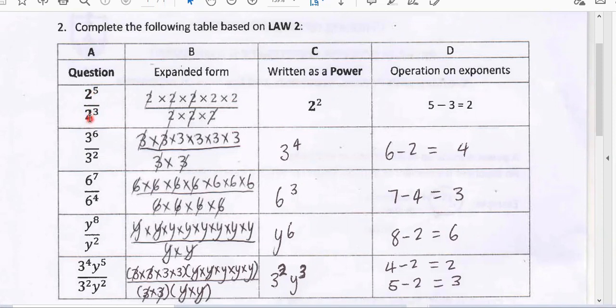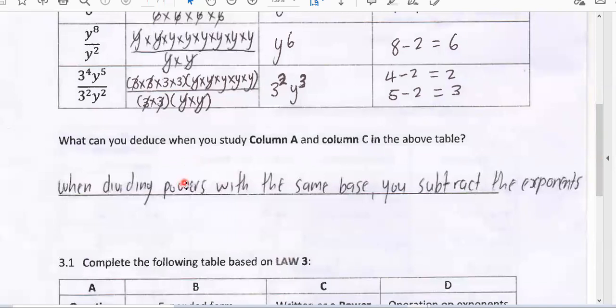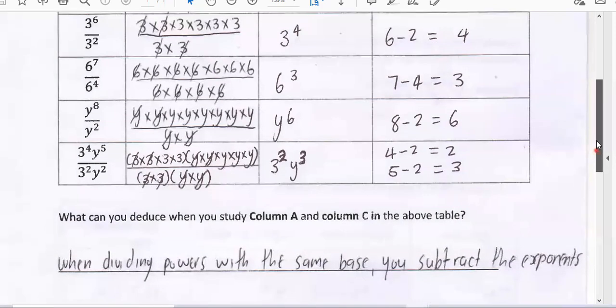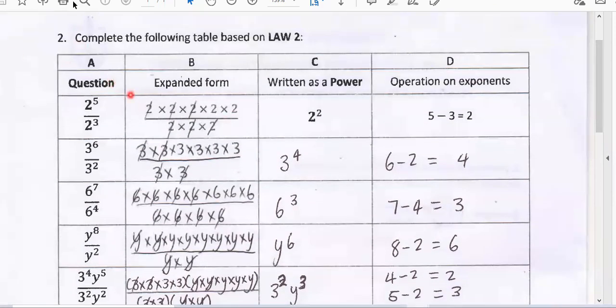So if you look at the column A and column C, if you are dividing powers, sorry for that mistake, if you are dividing powers with the same bases, you write down the base, the same base, which is 2, and you subtract your exponent. So we're gonna go 5 minus the 3 to give us an answer of what? 2. So we can conclude that when you are dividing powers with the same base, you subtract the exponent. So this is what we can observe from column A and column C.